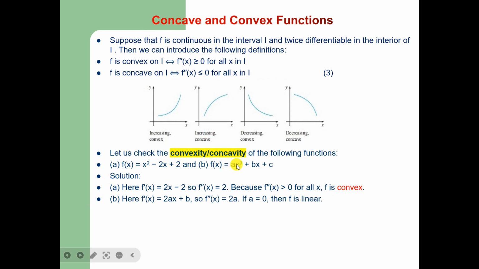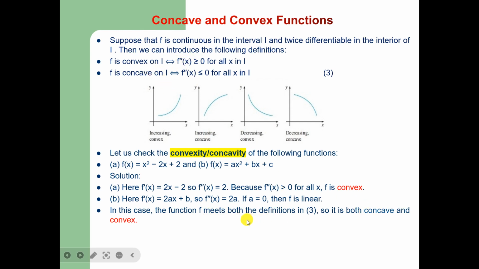Now take the case of the second function. Here the derivative of f of x is equal to 2ax plus b. So f double prime x, that is the second derivative of f of x, is equal to 2a. If a is equal to 0, then the second derivative of the function is equal to 0, and then this function is linear. In this case, the function f meets both the definitions in 3. That is, it is convex as well as concave. So for such a function in which a is 0, and it is linear, it is both concave and convex.